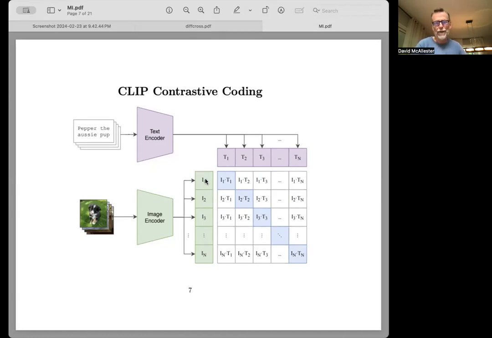So here we have the first image. It comes from the first text. The predictor has to predict this. In the second image, the predictor wants to predict this, and so on. And we actually do it in both directions. For each image, we try to predict which text, and for each text, we try to predict which image.